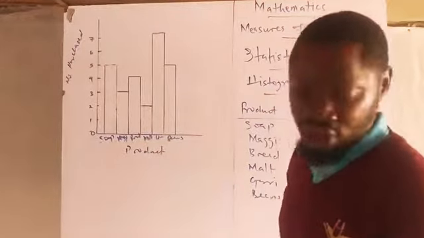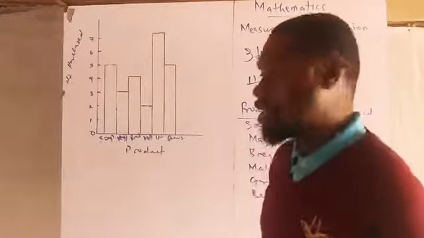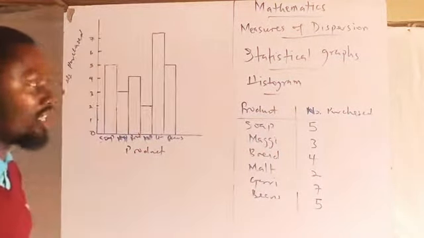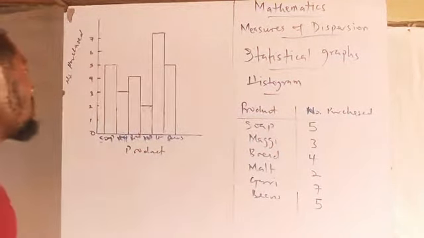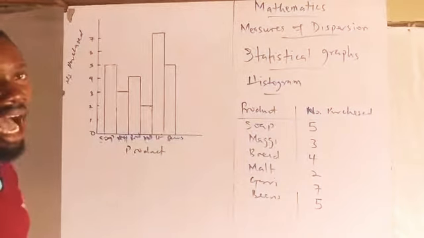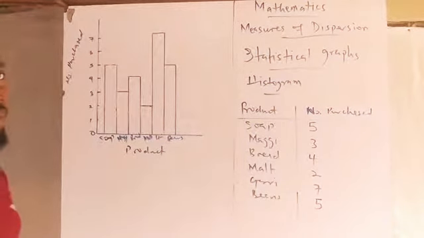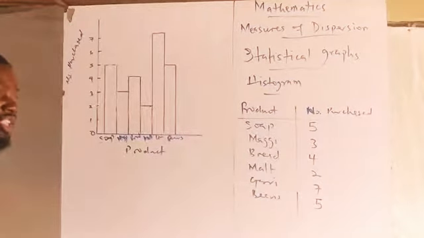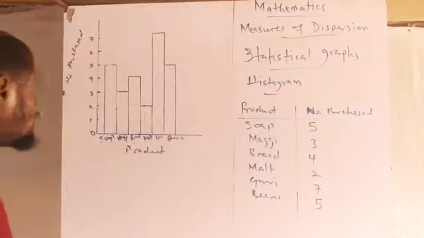Now, quickly, let me show you a particular curve that is known as the polygon. After drawing the histogram, if your question also demands that you construct a polygon, how do you construct a polygon? A polygon on the histogram is a curve. A polygon is simply your histogram curve. How to construct it? What you do is simple.